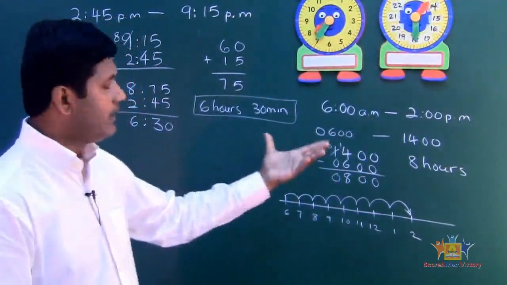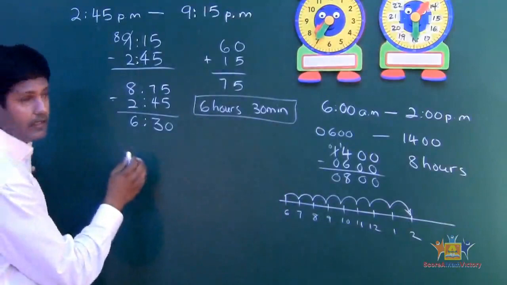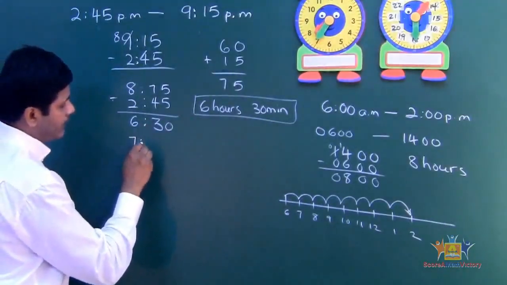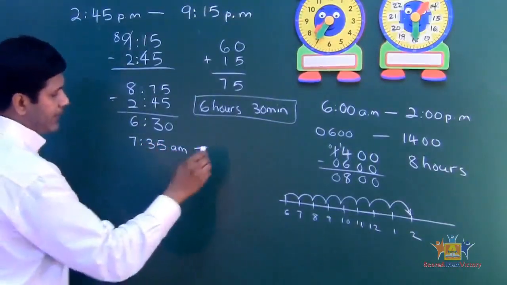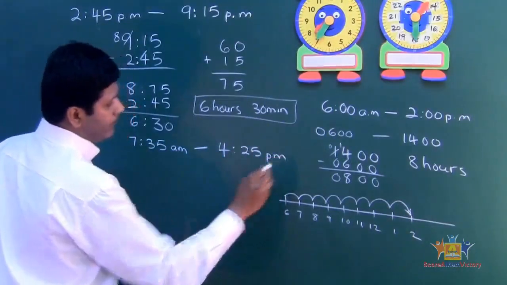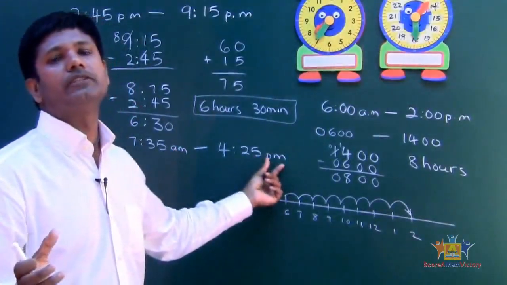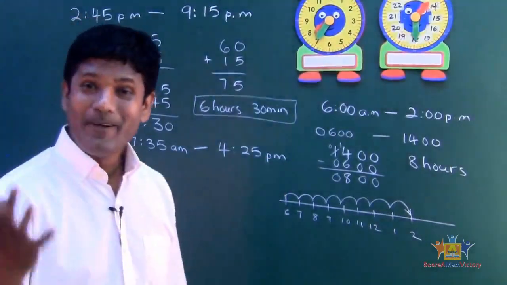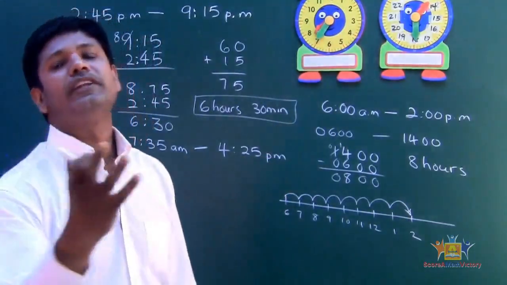Okay? Now what happens if you have minutes in it? Let's do that. Let's say, for example, I want to find the time interval from 7:35 AM to 4:25 PM. What's the first step? AM, PM. We cannot use subtraction right away. We have to do one more step. What is that one more step? Exactly, you convert that into the 24-hour system.